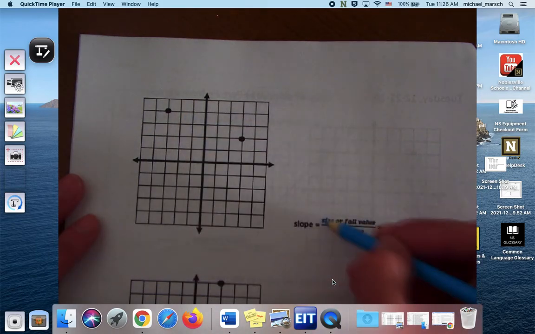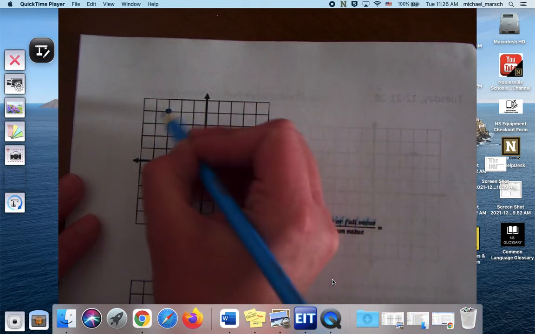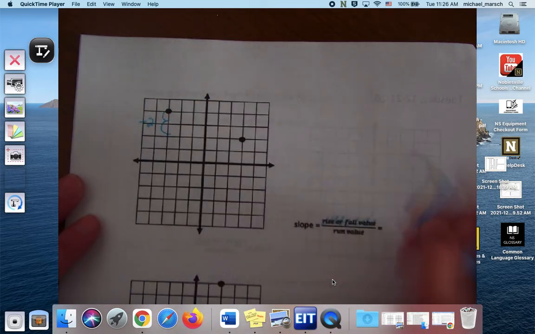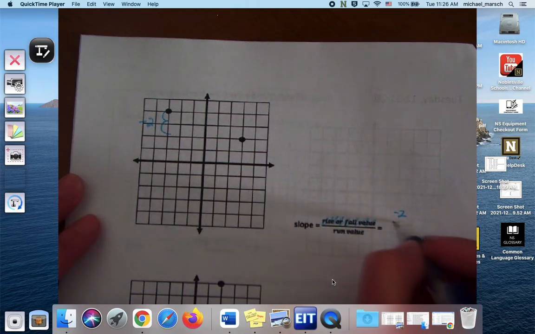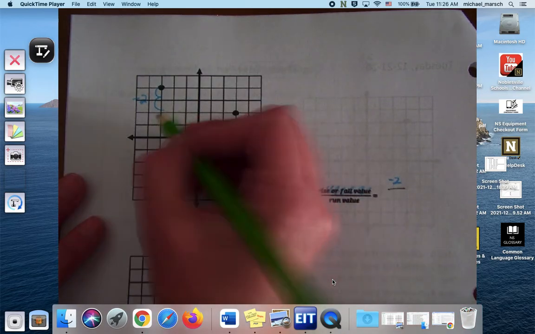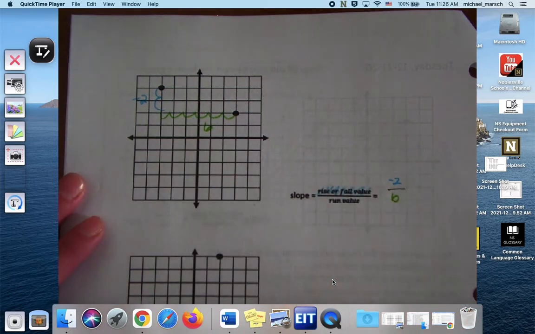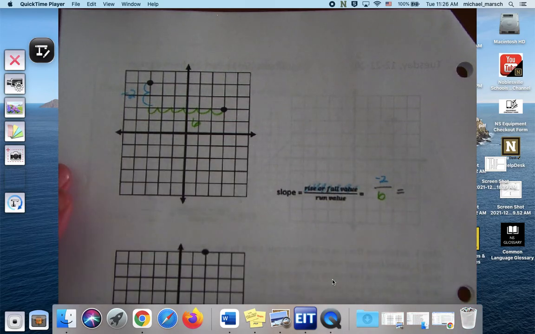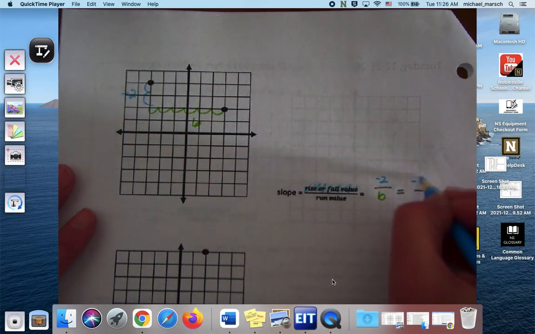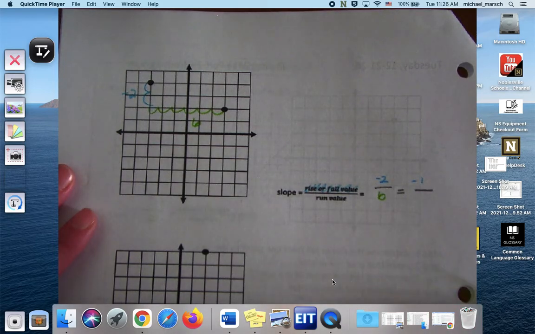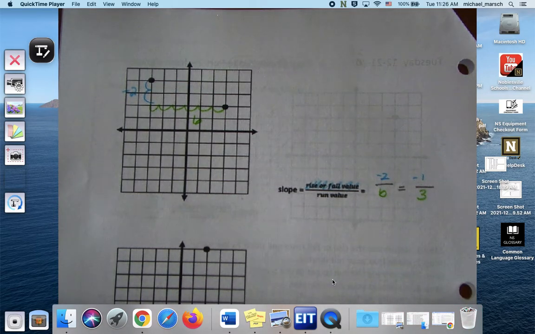We've got our rise or fall. -2. And our run, 1, 2, 3, 4, 5, 6. So this is where it gets a little trickier because this can be simplified. What is it? -1/3. The reason we do the rise or fall first is so that you have the negative in the numerator. If it's going to be negative, that value should be in the numerator. And it's going to make more sense when we start using the slope to plot more points.